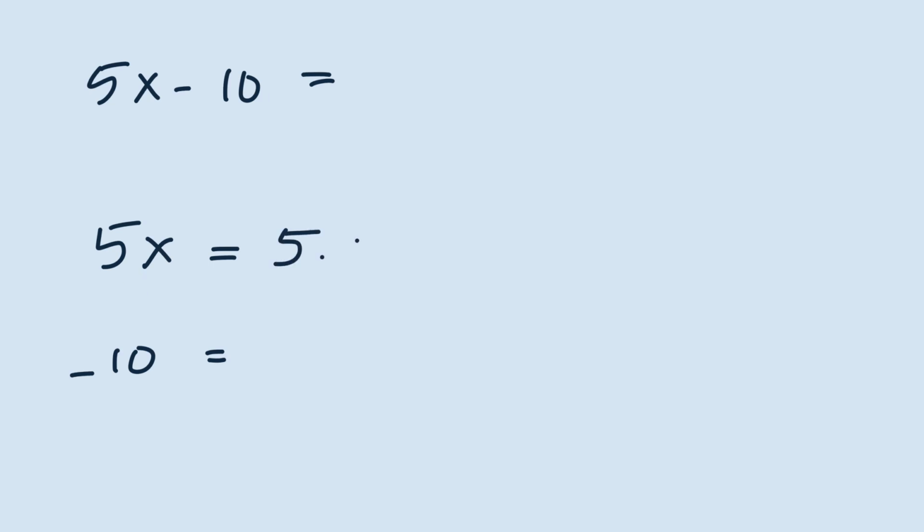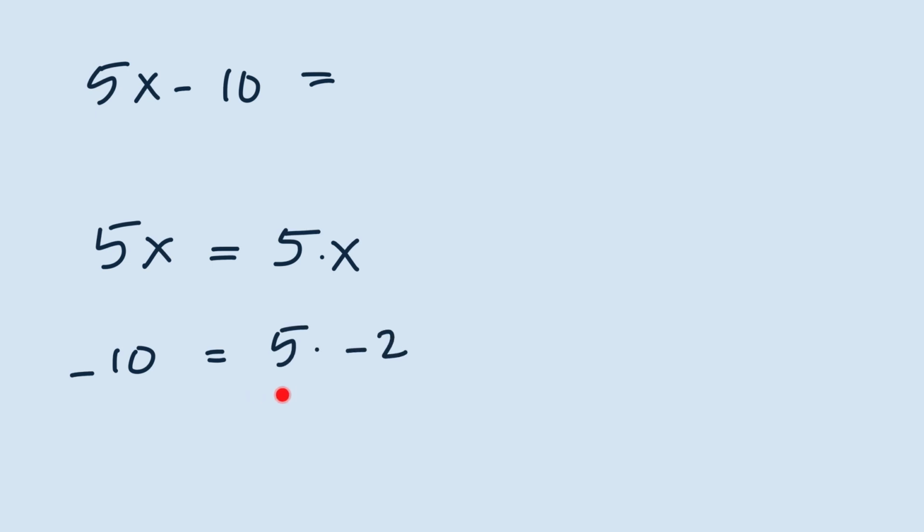Now what about this question? 5x minus 10. How can we solve it? Again, I have to do the same steps. 5x and negative 10. Notice here we have a negative sign, so I have to keep the negative sign here as well. Don't forget that. So now 5x is basically 5 times x. Negative 10 is basically 5 times negative 2.